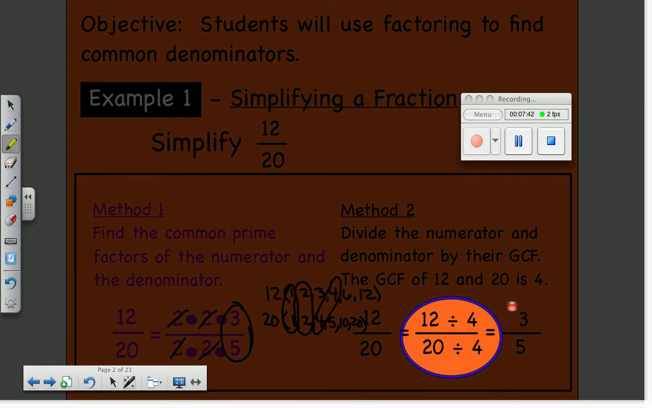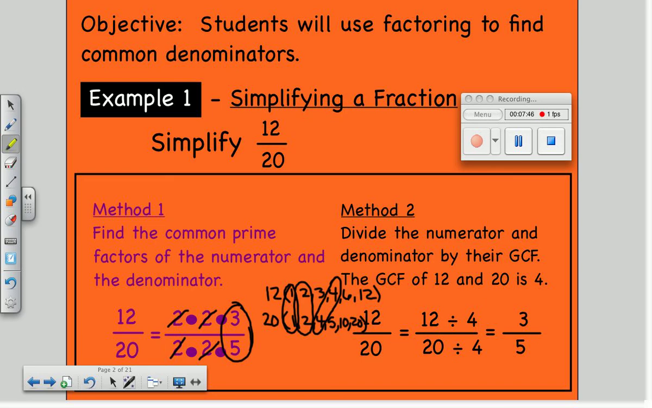So I got that 4 by finding the greatest common factor of 12 and 20. So 12 divided by 4 is 3. 20 divided by 4 is 5, 3/5. So we divided them both by 4 and got 3/5, same answer as method 1, 3/5.